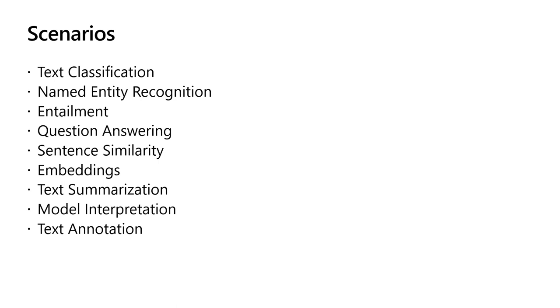We have examples for all the listed scenarios. We discussed the first four. For embedding, it comes with the transformer encoder. We also have notebooks to evaluate the quality of embedding. Sentence similarity can be considered as an extension to embedding by applying similarity metrics on the sentence embedding. For text summarization, we have extractive methods, BertSum, and abstractive methods, MiniLM, UniLM, and BertSum abstractive. We also have examples for model interpretation and text annotation.